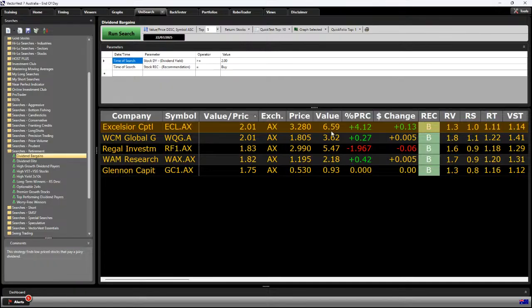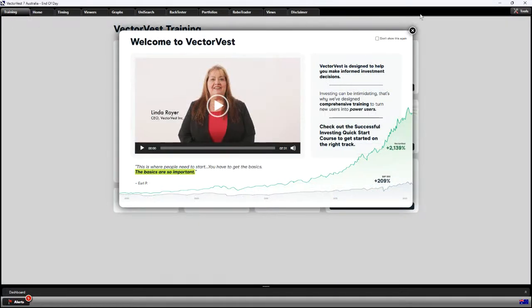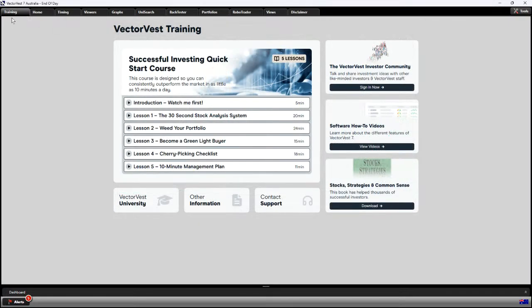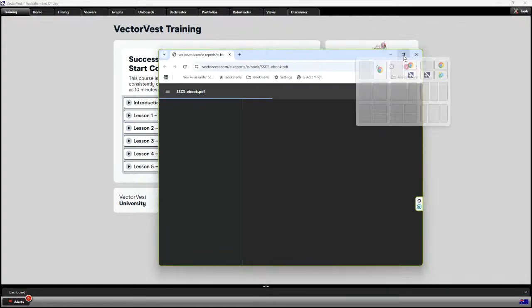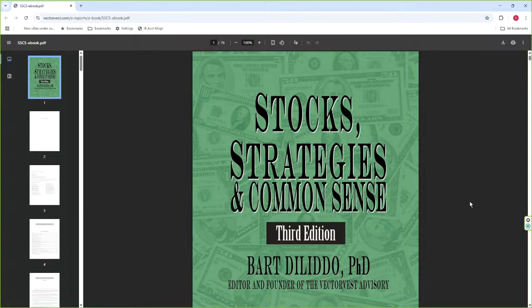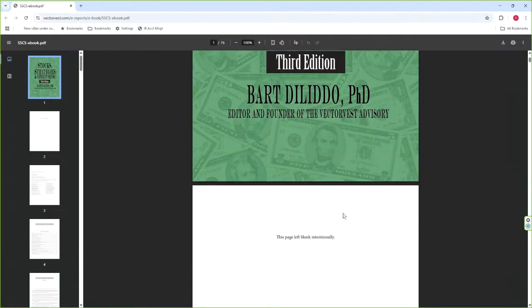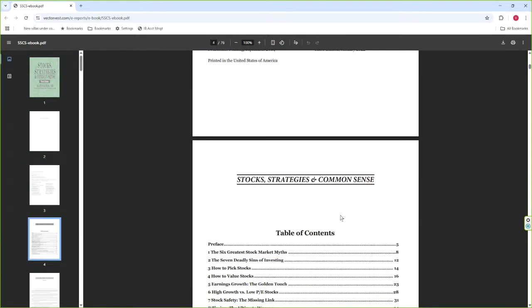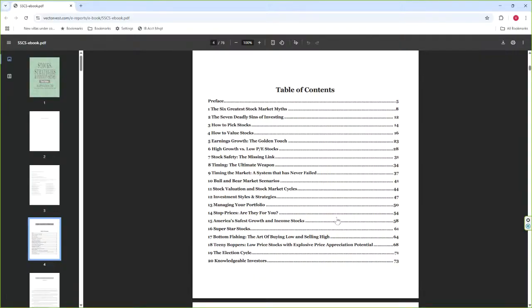If you take out a trial of VectorVest and you want to drill into the nitty gritty, you could click on the training tab when you first log into VectorVest, and we've got this powerful book here, Stock Strategies and Common Sense by our founder, Dr. Bart DeLito. Sadly, Dr. DeLito passed away a few years ago, but what a legacy he has left over the years. An amazing human being. If you get the chance, it's not a big read. Dr. DeLito was all about cutting to the chase and getting to the facts immediately.